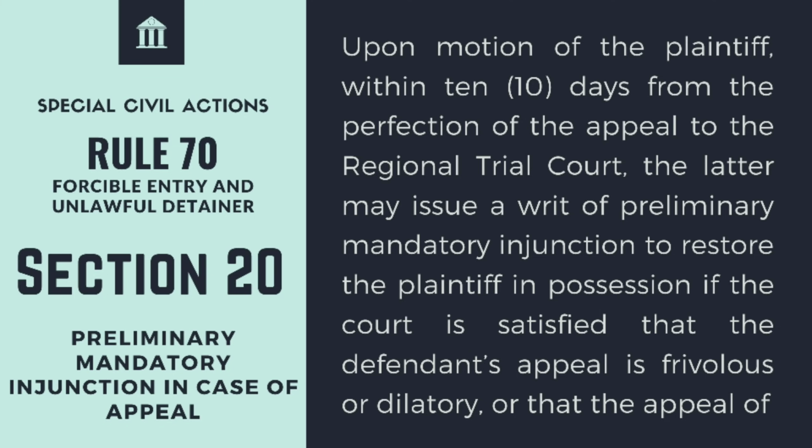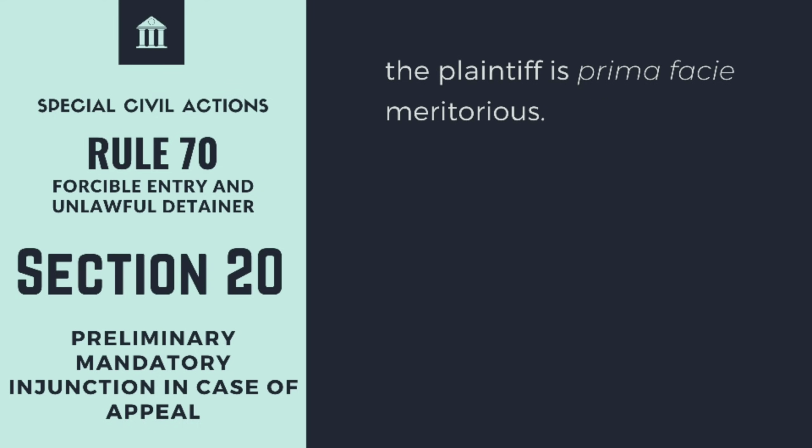Section 20. Preliminary mandatory injunction in case of appeal. Upon motion of the plaintiff, within 10 days from the perfection of the appeal to the regional trial court, the latter may issue a writ of preliminary mandatory injunction to restore the plaintiff in possession, if the court is satisfied that the defendant's appeal is frivolous or dilatory, or that the appeal of the plaintiff is prima facie meritorious.